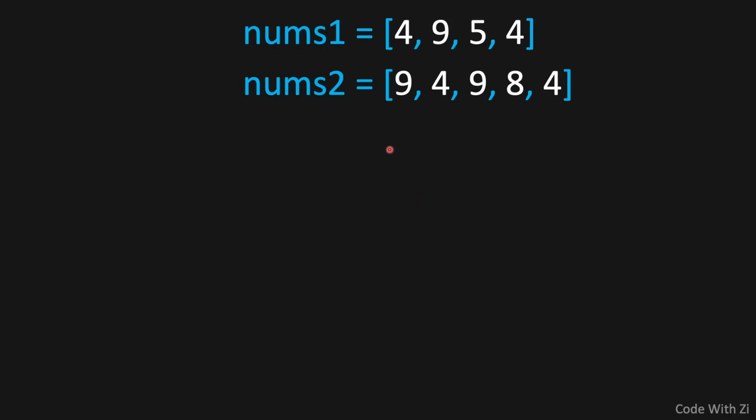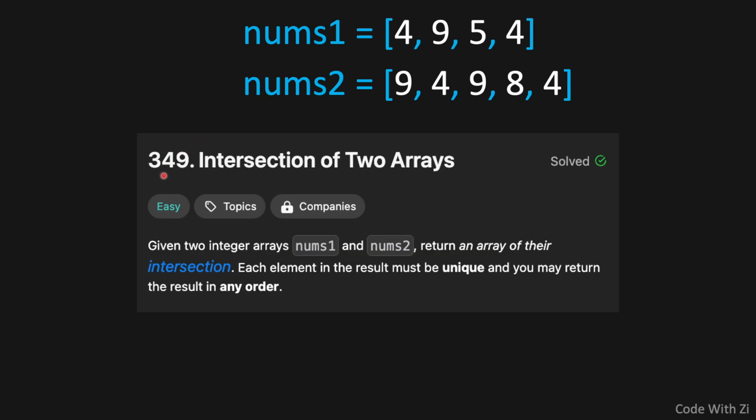In today's video, we have to find the intersection between these two arrays. Why? Well, because that's what LeetCode 349, Intersection of Two Arrays, is asking us to do. As you can see, it says, given two integer arrays called nums1 and nums2, return an array of their intersection. Now, what does intersection mean? It basically means the elements or the numbers that they have in common, but each element in the result must be unique. And we can return it in any order.